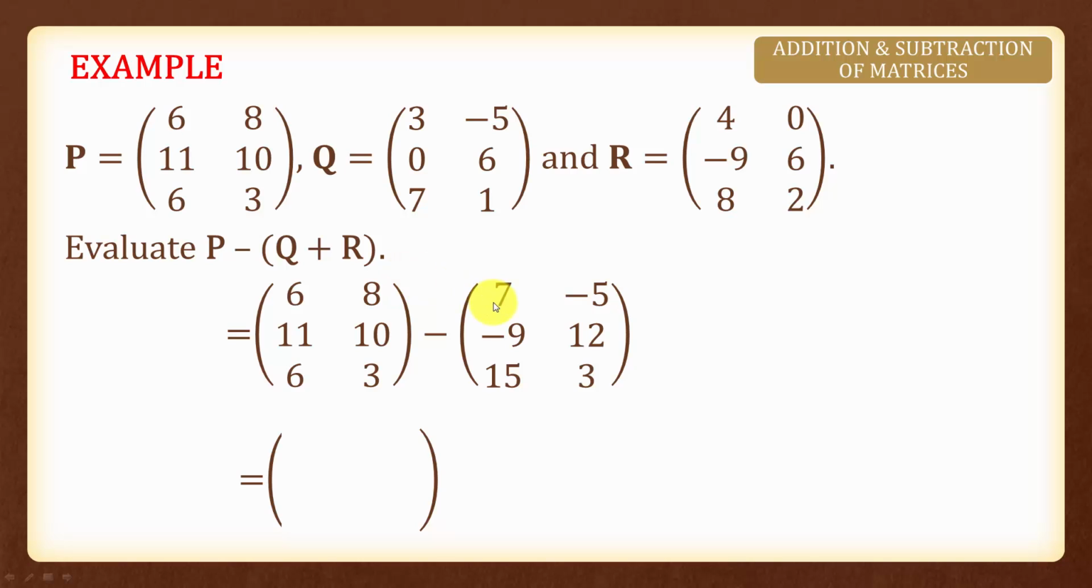We will do so by subtracting the corresponding elements in each of the matrix. And we will have -1, 8 minus -5 will give us 13, 11 minus -9 will give us 20, 10 minus 12 will give us -2, 6 minus 15 will give us -9, and 3 minus 3 will give us 0.